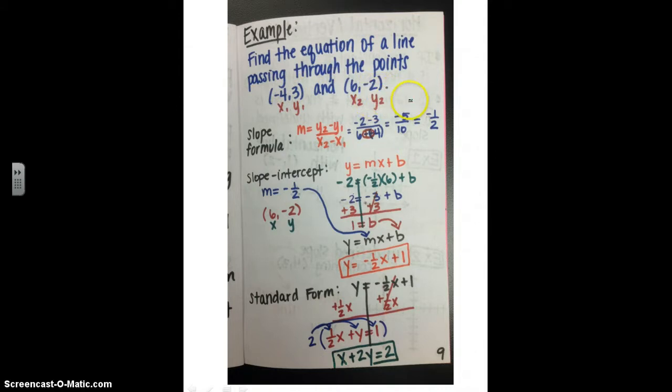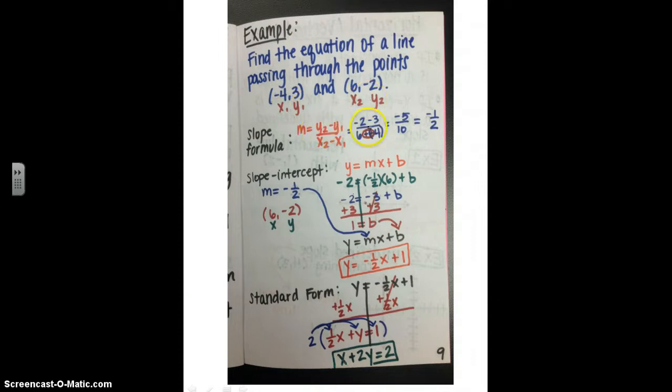So I'm going to label my points first because I'm going to use the slope formula, which is m equals y2 minus y1 divided by x2 minus x1. So I label my points x1, y1, x2, y2. And then I'm going to substitute them in.